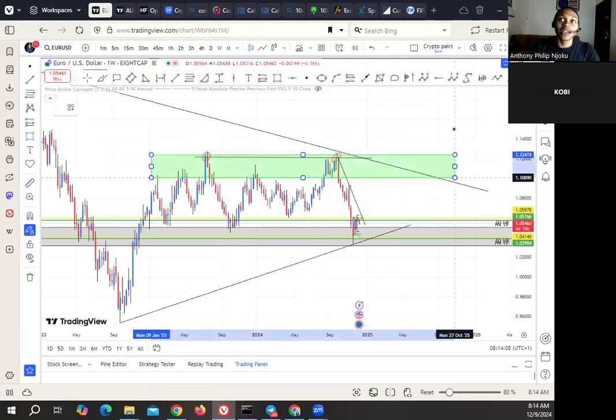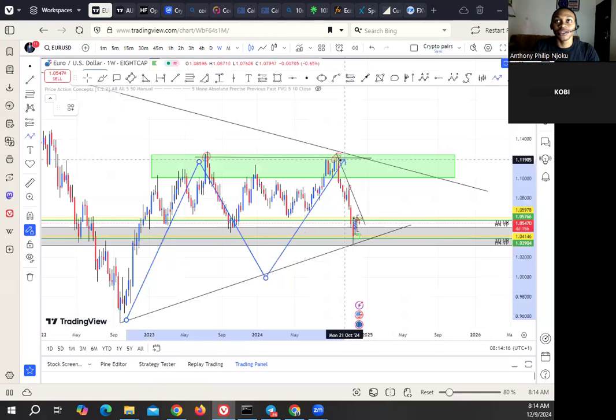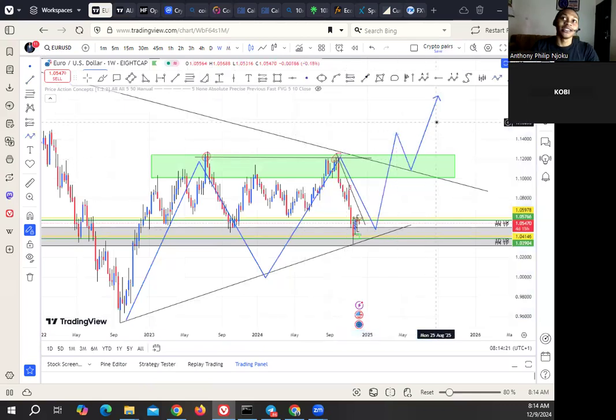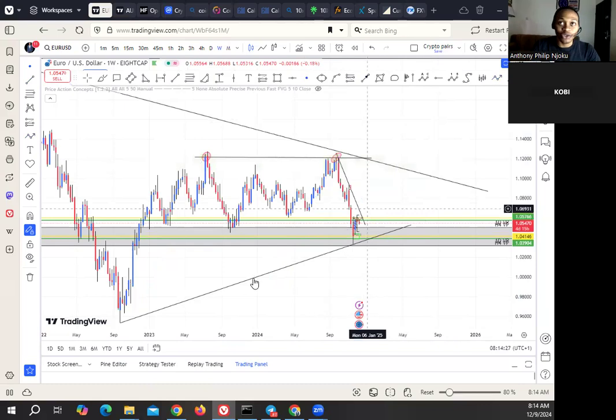Something else is that the market formed these highs here, and this is now forming an ascending triangle. The principle of the ascending triangle is that if the market forms this, there is an opportunity for a breakout. This is what an ascending triangle looks like. But this time, the ascending triangle is formed at the end of a downtrend.